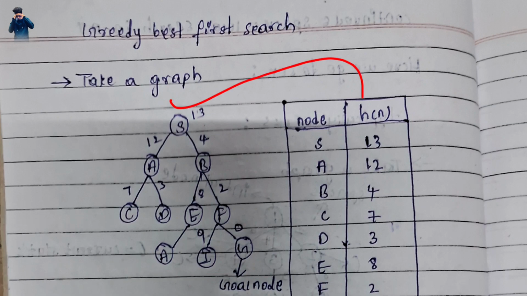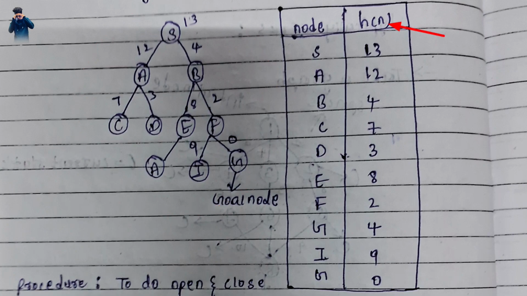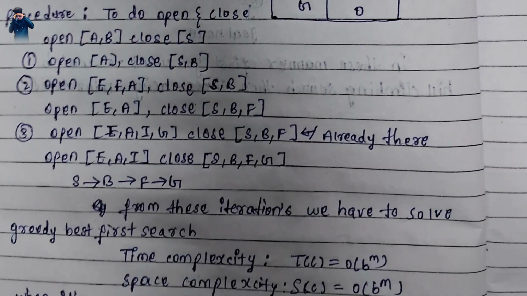On the side of the graph we see a table. In that table, every passing node from root node S is considered, with passing values represented as h(n). Then fill in the values in this table for each and every passing node. The procedure to solve greedy best first search is as follows.